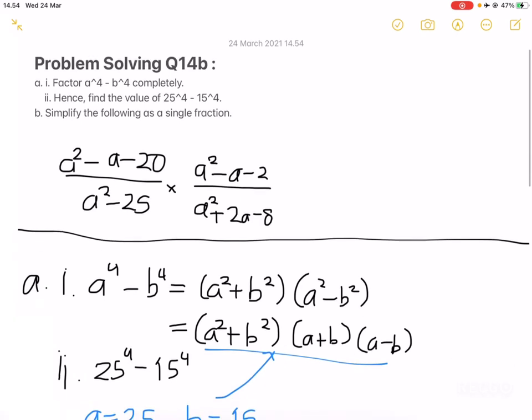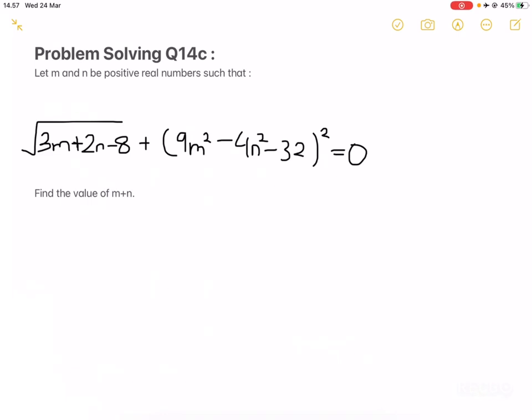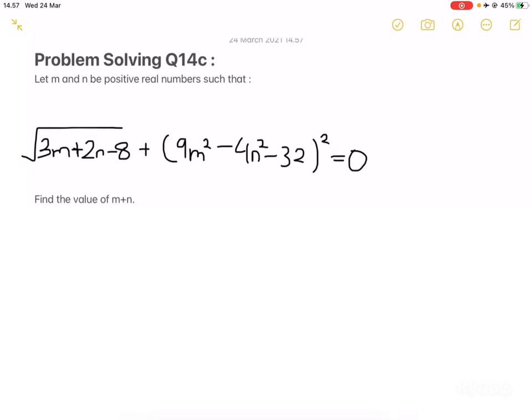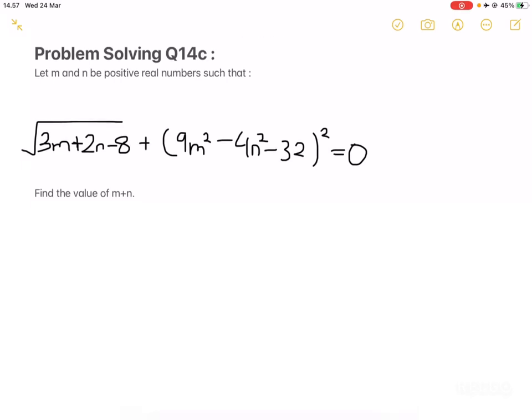So that's it for the second question of this video. Let's jump into the last question of this video. Alright, so this is the final question of this video. So let m and n be positive real numbers such that it satisfies this expression, and this expression will be equal to 0. Find the value of m plus n.